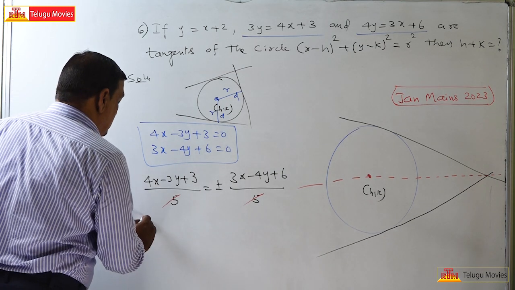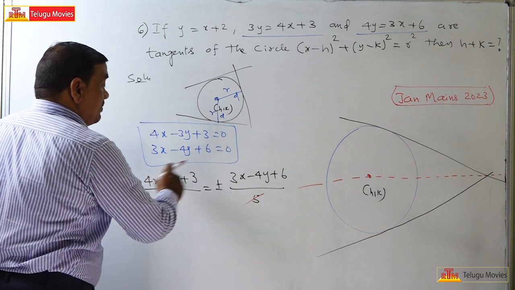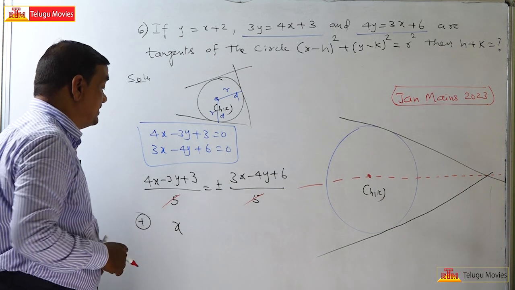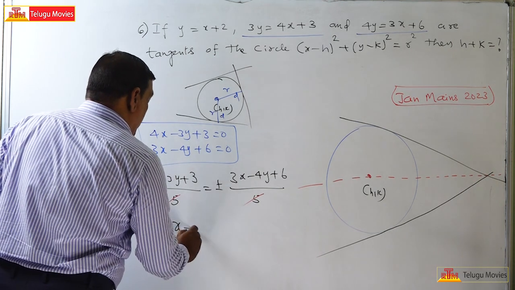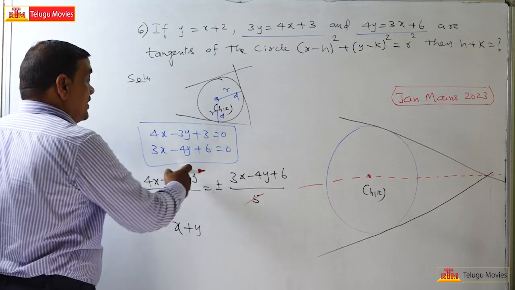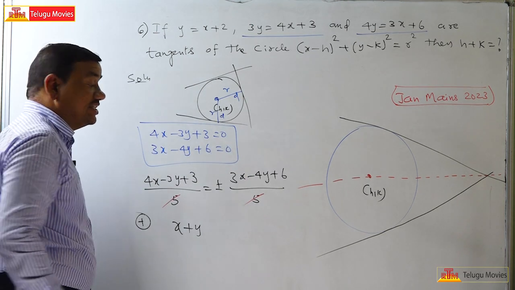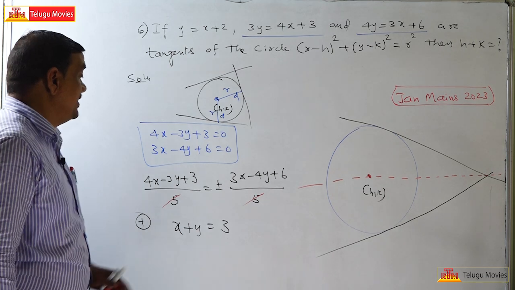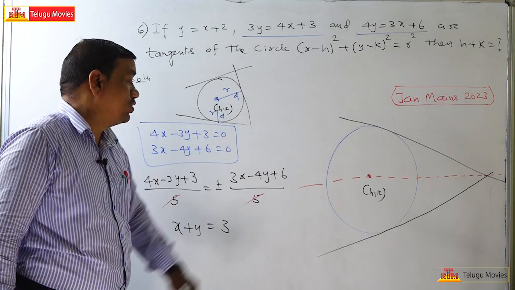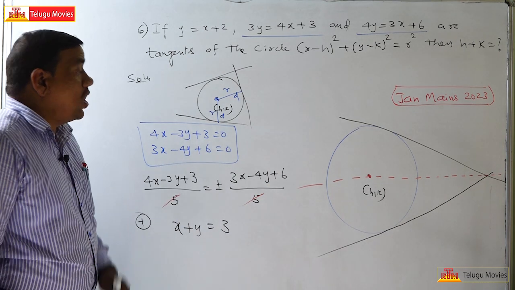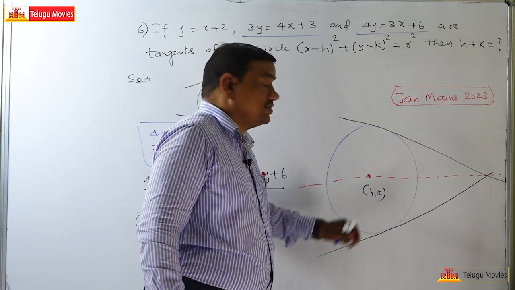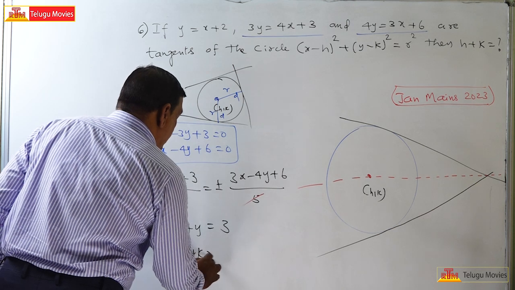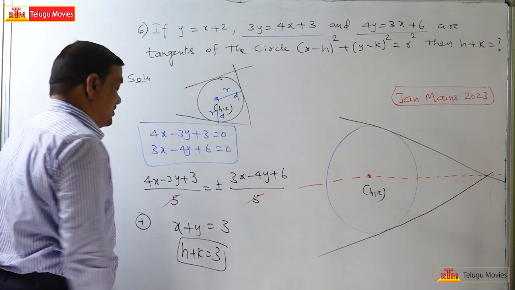So if you take a plus sign, what happens? 4x, bring this side, x minus 4y, bring this side, plus y. So here 3 take to that side. 6 minus 3, that is equal to 3. Plus 3 will go to that side, minus 3. Now this angle bisector passes through h comma k. Therefore, h plus k is equal to 3 is the correct answer.